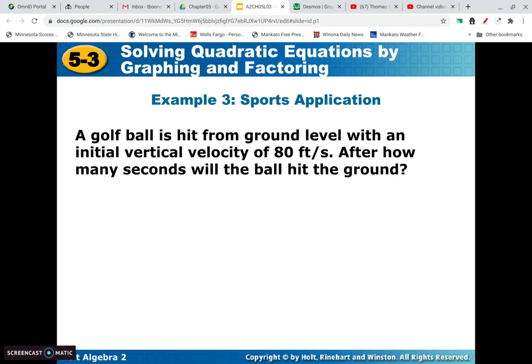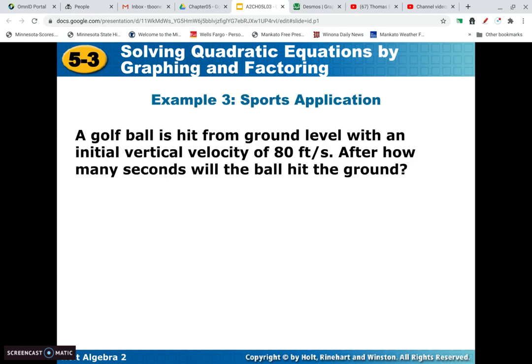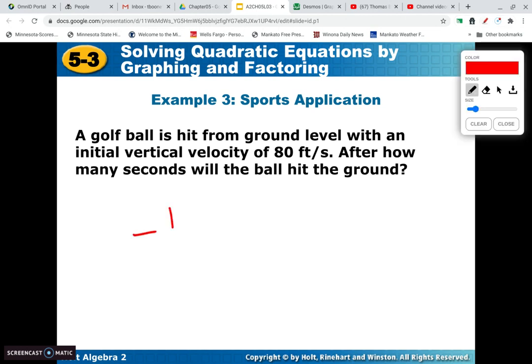So a golf ball is hit from ground level with an initial velocity of 80 feet per second. It's ground level, so we know that initial height is going to be 0. Let's go back to our previous formula. So we're going to go negative 16t squared plus 80t. That's what we're going to look at here. Okay, so negative 16t squared plus 80t. Now technically we'd have a plus 0.